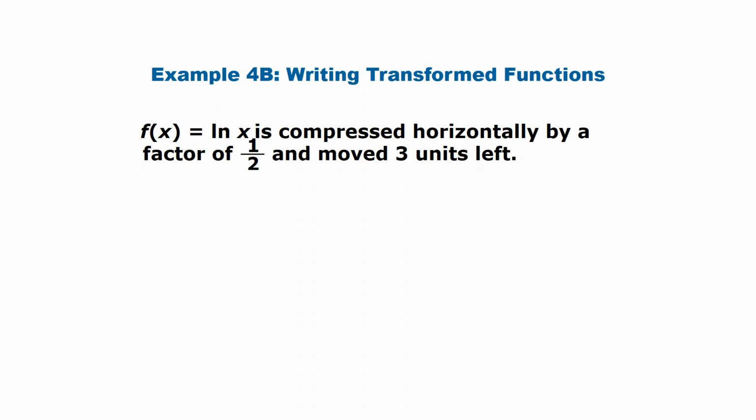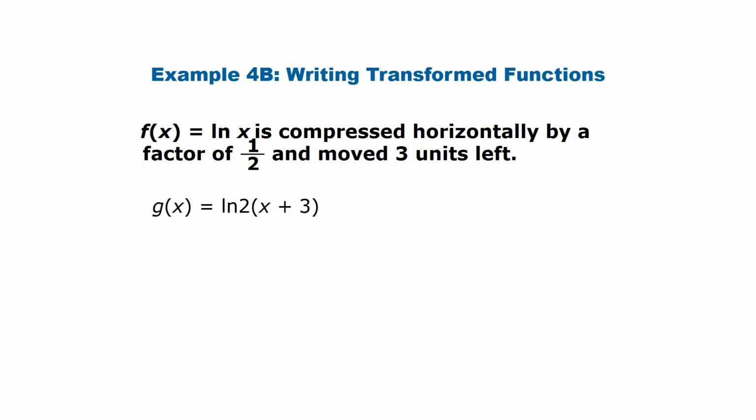All right, here's another example. This one we're going to, again, figure out how to transform, and it says to take f of x equals ln x. It's compressed horizontally by a factor of 1/2 and moved 3 units left.